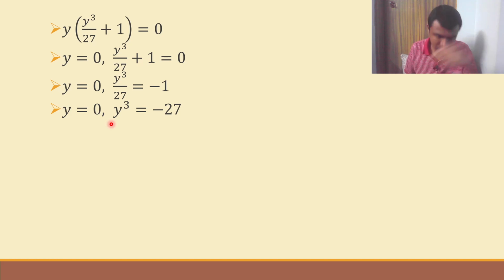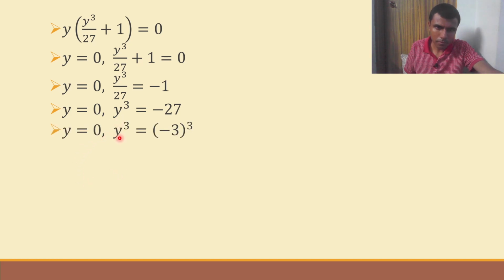Fine. Chalo. So y cube is minus 3 whole cube. So y will be minus 3. So y equal to 0 or y equal to minus 3.